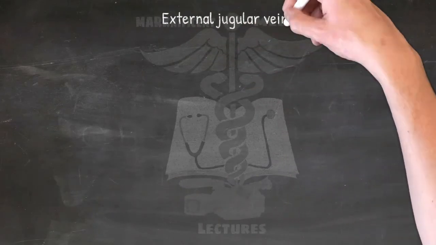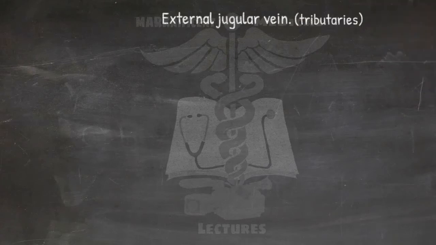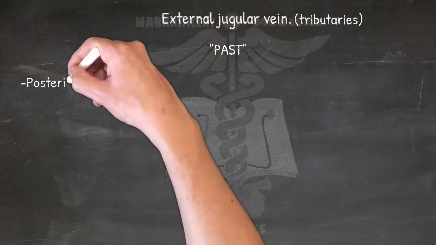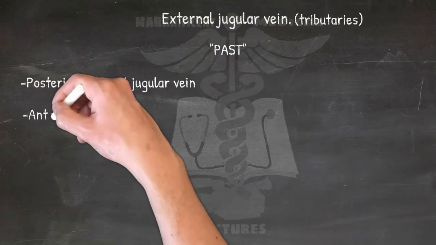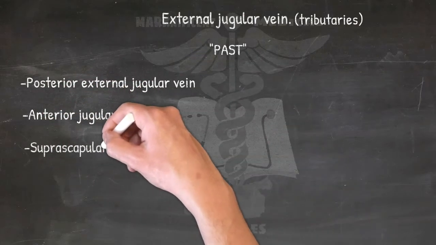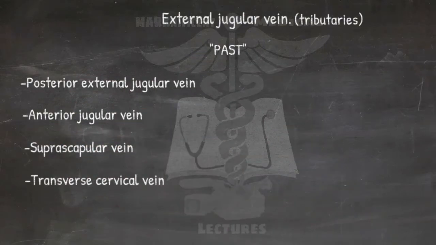External jugular vein tributaries. PAST. Posterior external jugular vein, anterior jugular vein, suprascapular vein, and transverse cervical vein.